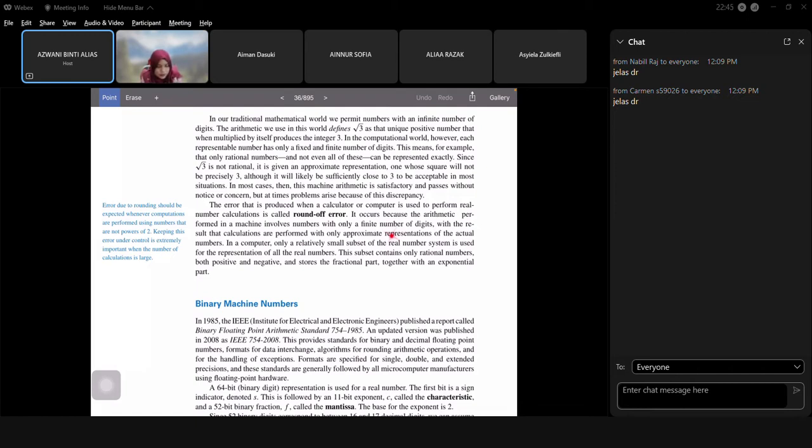In the computer, only a relatively small subset of the real number system is used for the representation of all real numbers. Okay. So the meaning of the round-off error tu adalah disebabkan oleh kes-kes tersebut lah, mainly decimal number lah, the nombor pecahan. Okay, boleh?